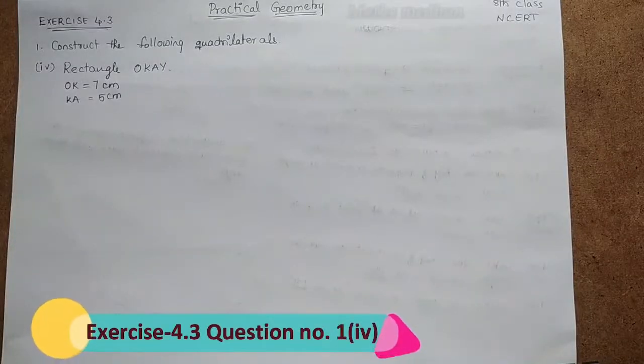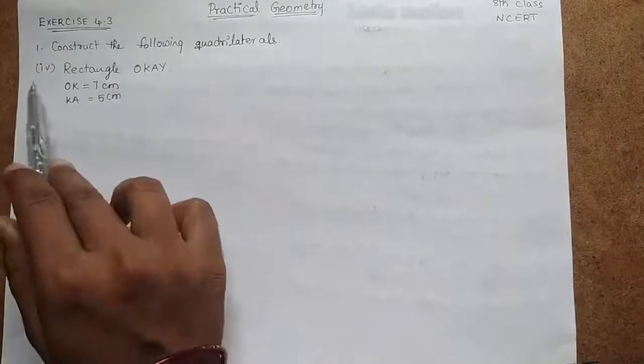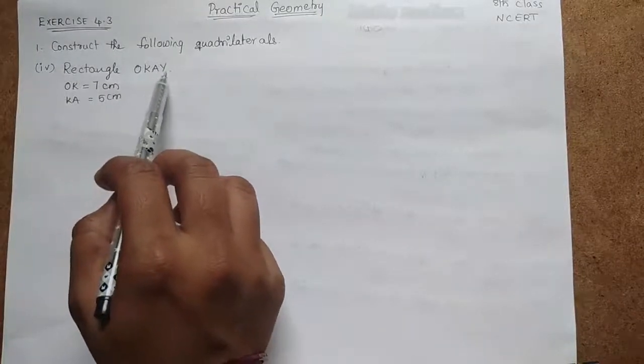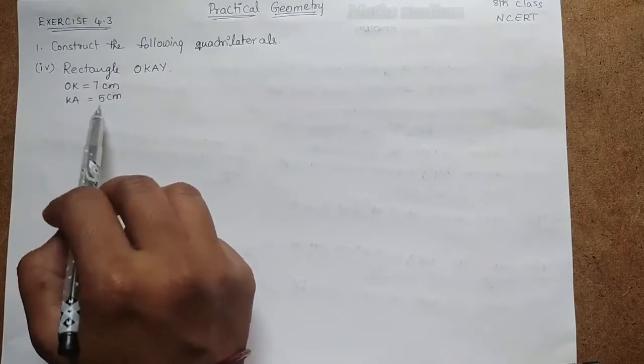Hi, hello, welcome to Maths Medium. Today I came with exercise 4.3 from Practical Geometry, Class 8 NCERT. The question is, construct the following quadrilaterals. Here question 4, rectangle OKAY. OK is equal to 7 centimeters, KA is equal to 5 centimeters.